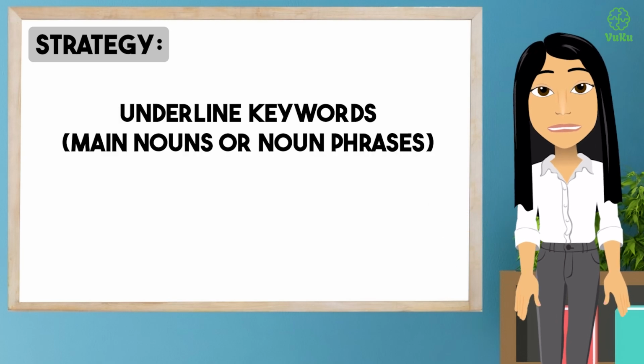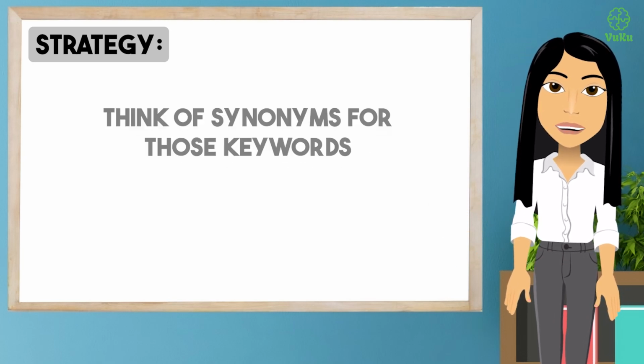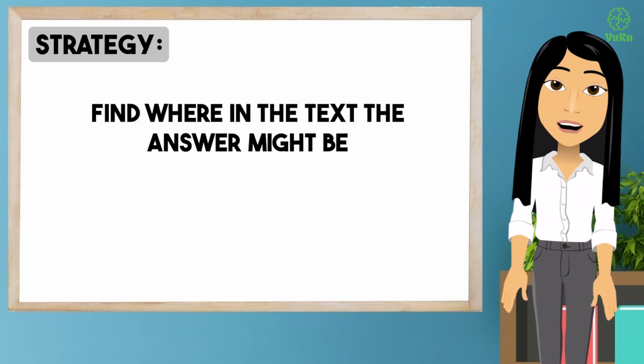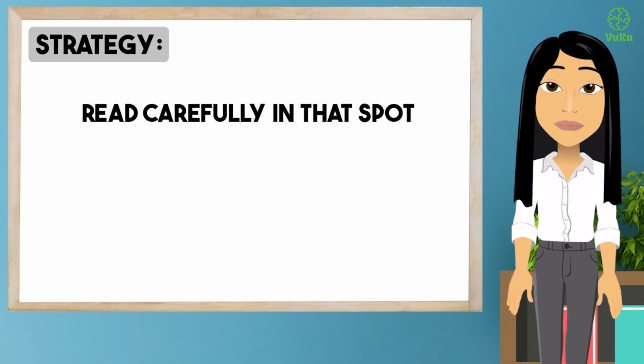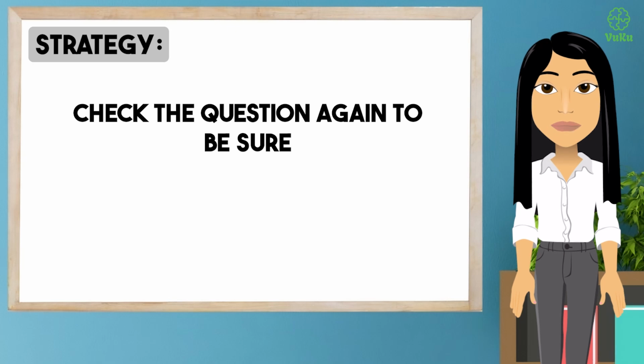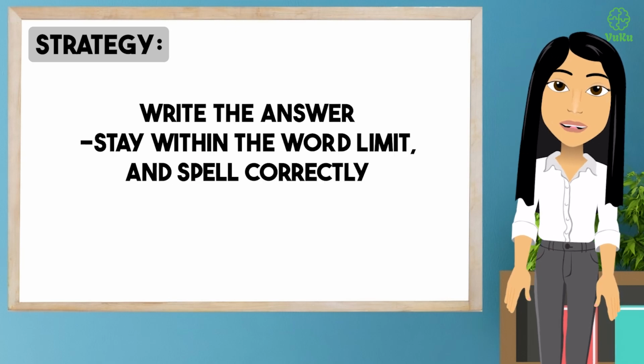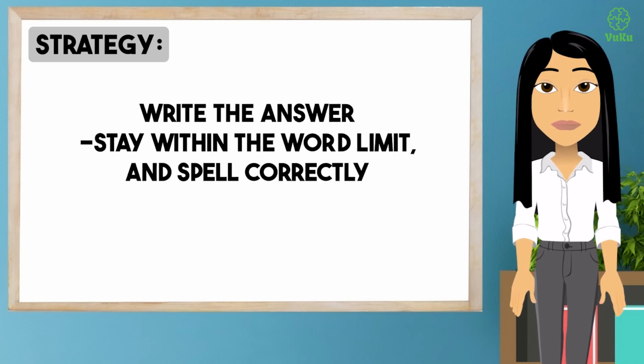Underline keywords, main nouns, or noun phrases. Think of synonyms for those keywords. Find where in the text the answer might be. Read carefully in that spot. Check the question again to be sure. Write the answer. Stay within the word limit and spell correctly.